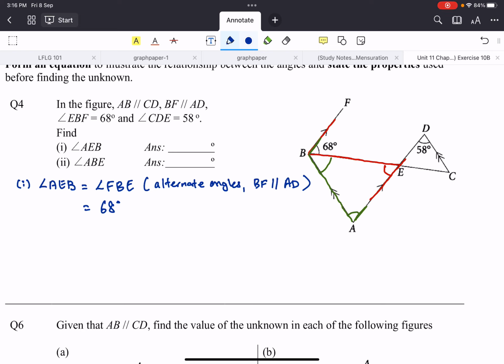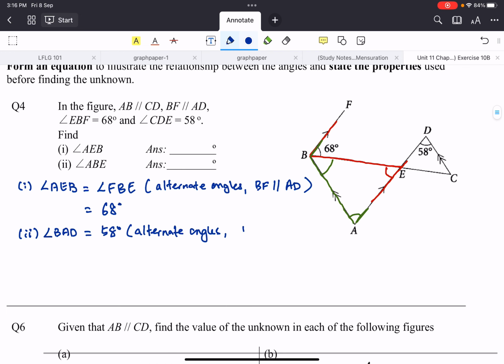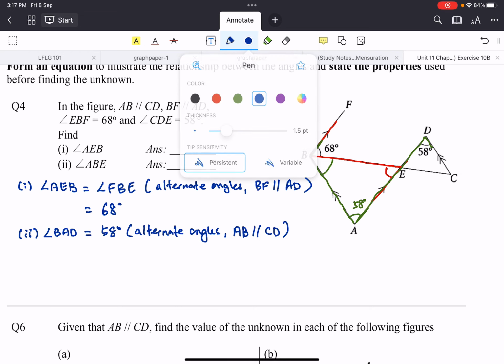All right, so let's start by getting that. Angle BAD, right? Let's go. Angle BAD is actually equals to 58 degrees, right? And the reason again is alternate angles, whereby this time round it is because AB is parallel to CD, right? So let me mark it out for you. This is actually 58 degrees due to this situation over here, right? And then with this information, now we can find what we want, right?